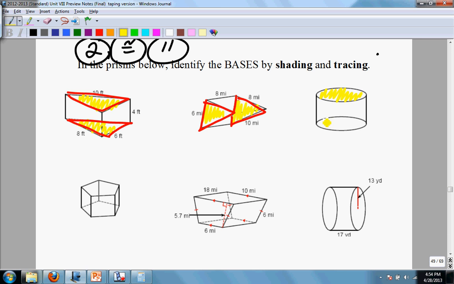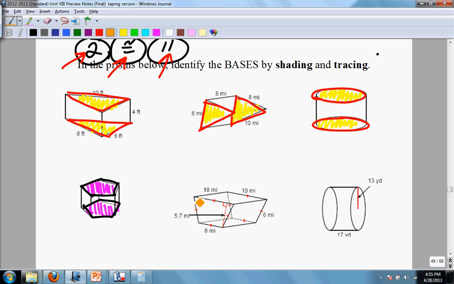Here, the circles, which are connected by 1 long rectangle. So what I'm shading right now are the 2 bases. Remember, bases in prisms, there's 2 of them. They're congruent, they're parallel. Here I'm going to switch colors, this pink and pink. Always, always, always trace and shade the bases.